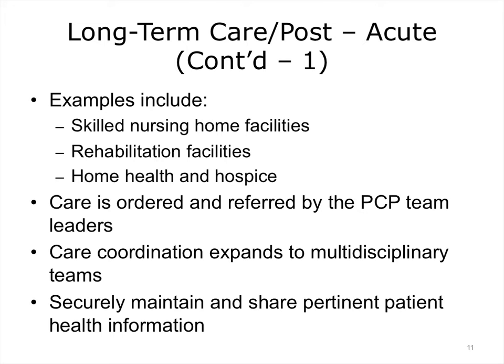Skilled nursing home facilities, rehabilitation facilities, home health, and hospice are examples of the long-term post-acute and chronic health condition care settings where care is ordered and referred by the primary care physician team leaders and care coordination expands to multidisciplinary teams. Care teams are responsible for ongoing care coordination and securely maintaining and sharing pertinent patient health information.